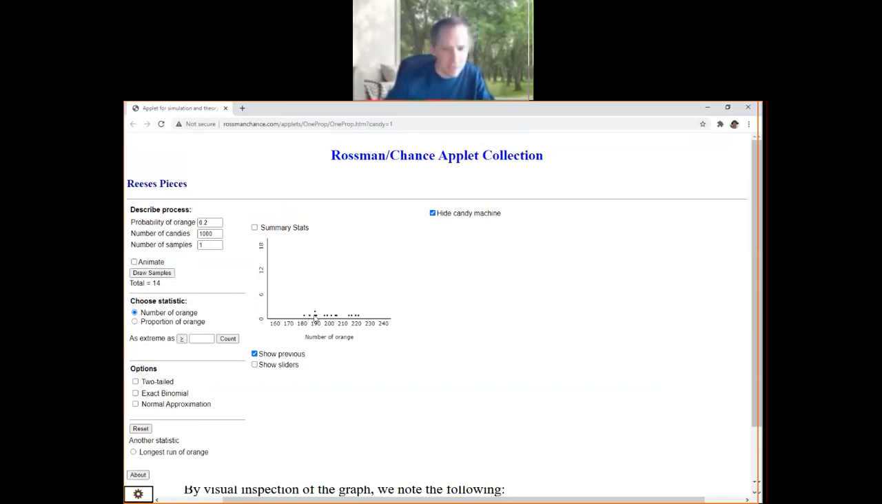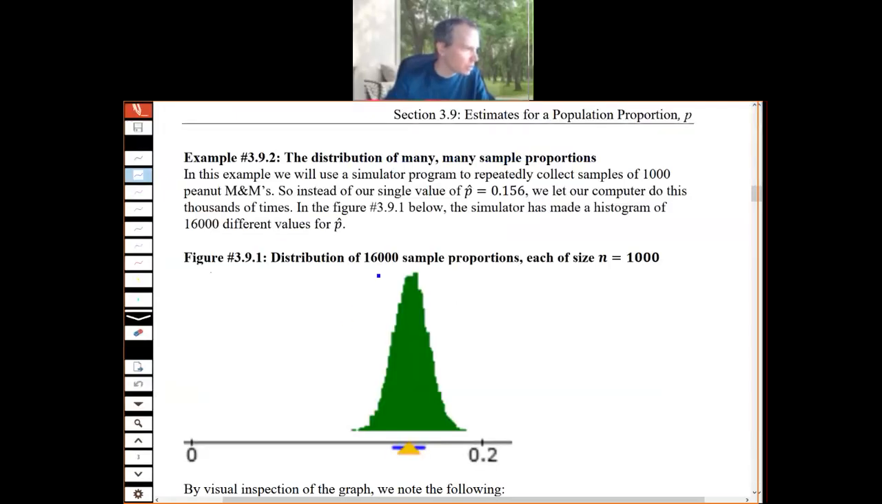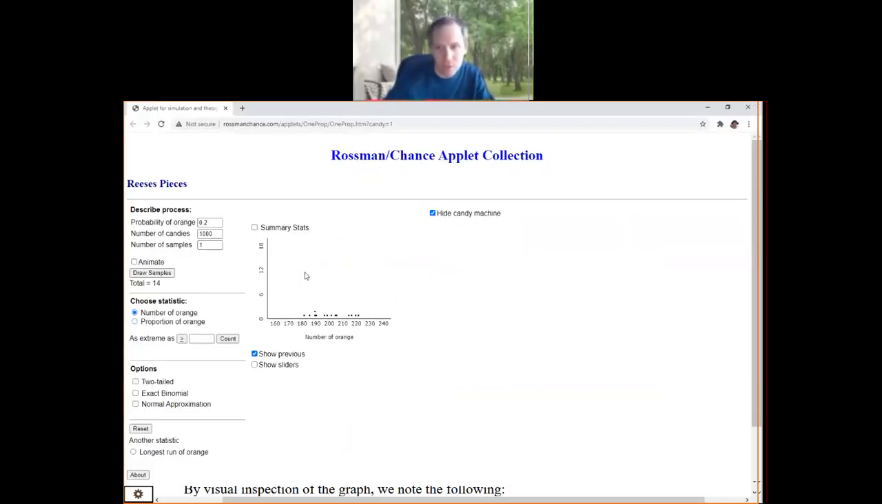But what's happening is every time I take a sample, it's going to put a dot for how many orange candies I have. And I can change that to a proportion instead, but maybe number is easier to read. Okay. And instead of taking one at a time, let's take a bunch of samples, right? The idea here was to do this over and over again. So in our example here in the notes, we've taken 16,000 samples of 1,000 each. Okay, so it's a lot of candies that we're counting, but again, we're just simulating it. So I'm going to take these samples 100 at a time.